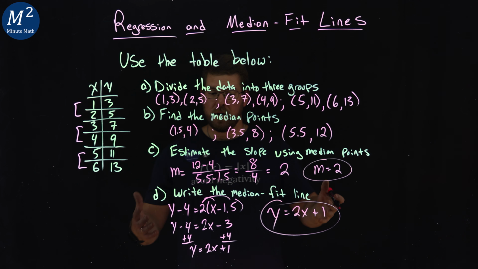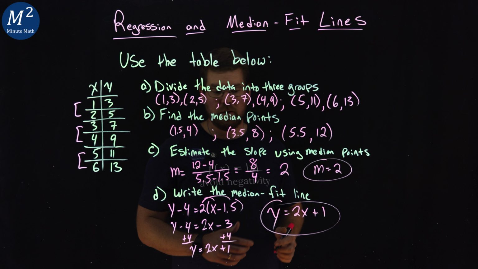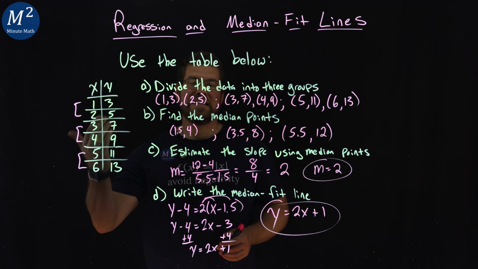All right. So there we have it. We found the median fit line, y equals 2x plus 1, from our data here.